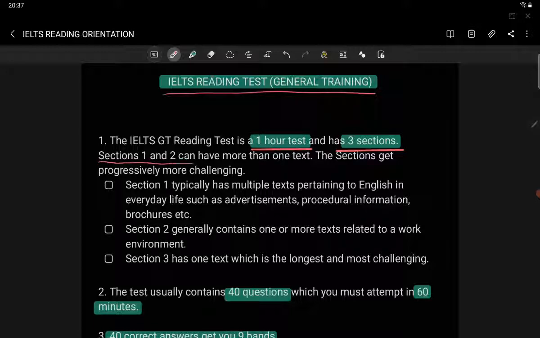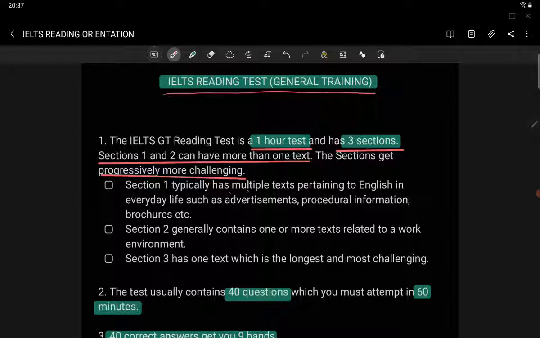Typically, sections 1 and 2 can have more than one text. Okay, so it can be 2 small passages, it can be an advertisement and a passage, but they will be multiple texts. The sections get progressively more challenging. Just as it's in the listening, similarly in the reading, section 1 will be relatively easier, then section 2 will be of moderate difficulty, and section 3 will be the most challenging.